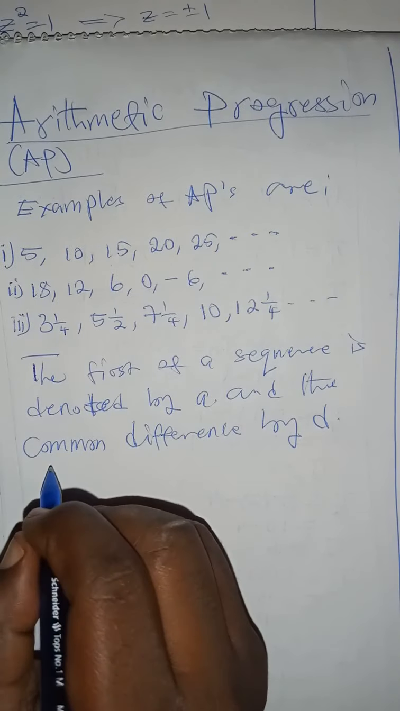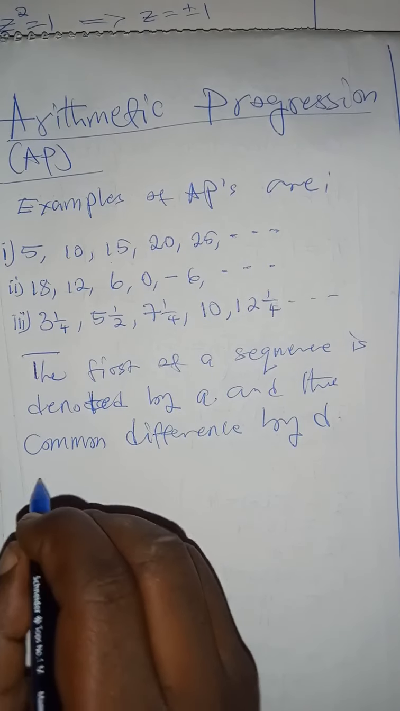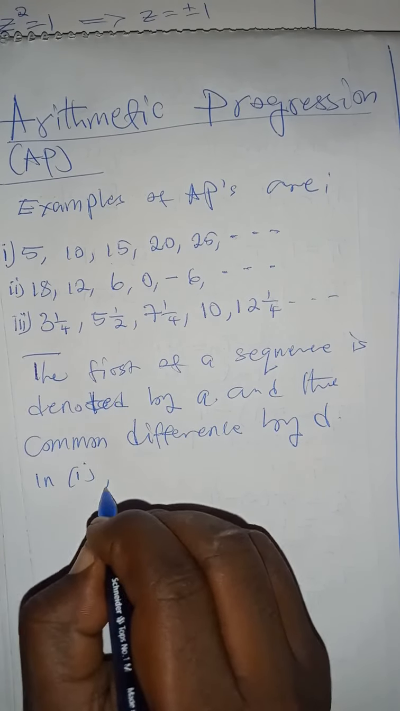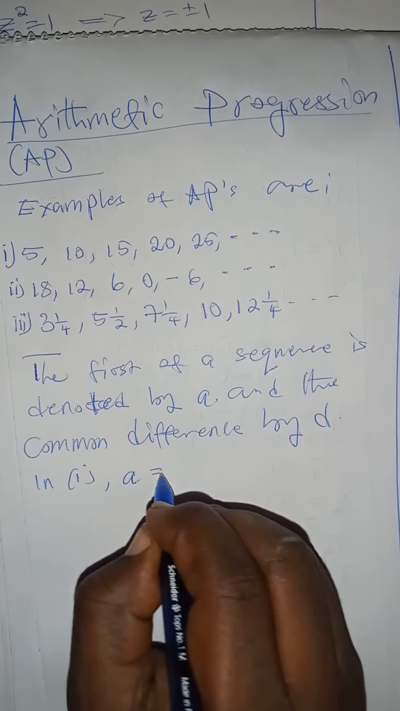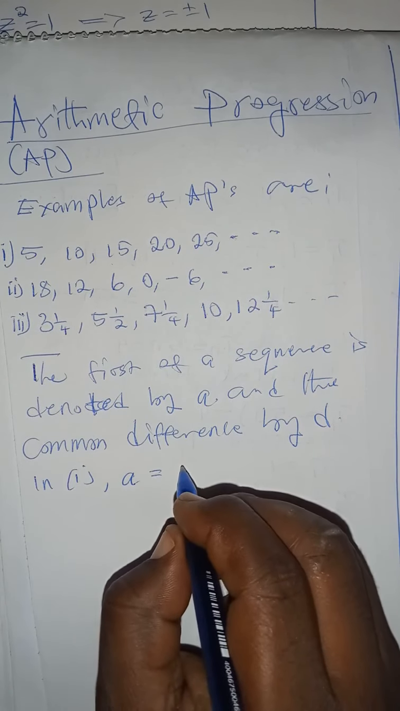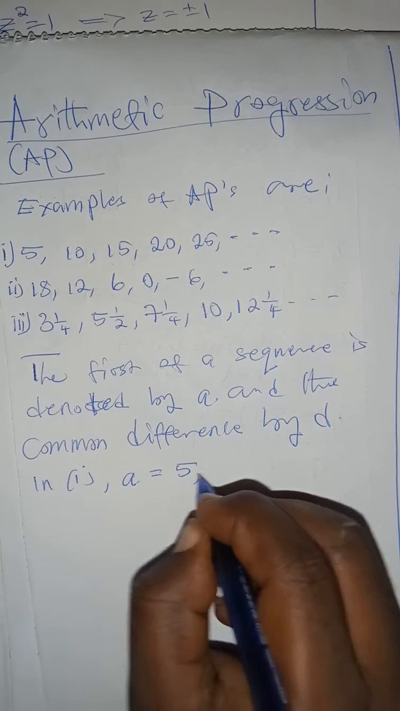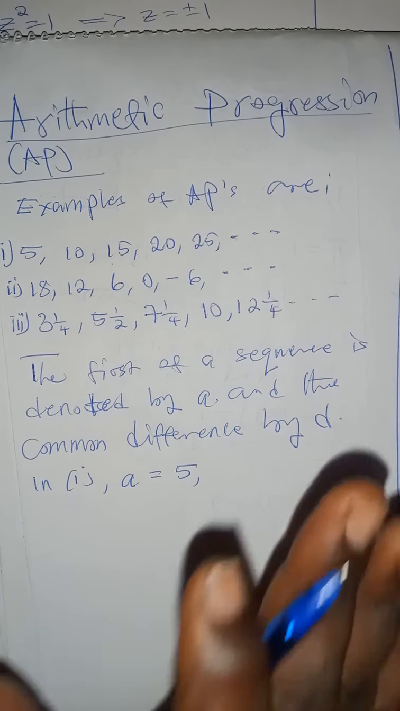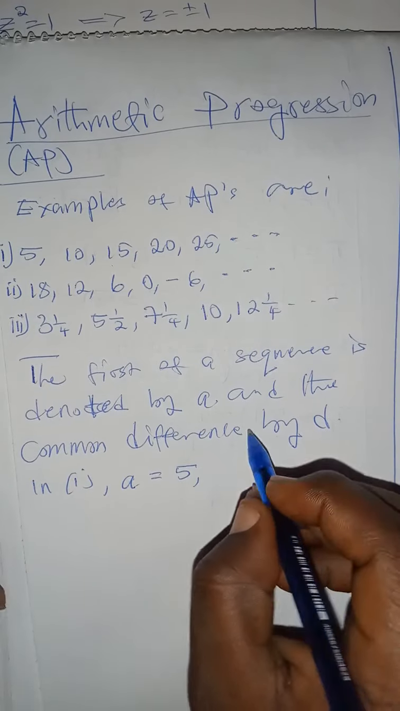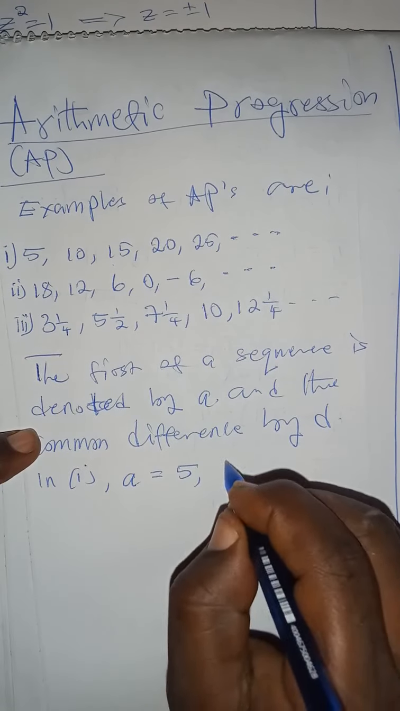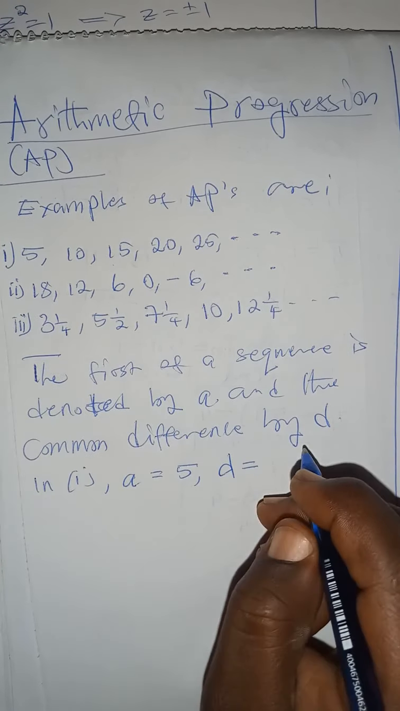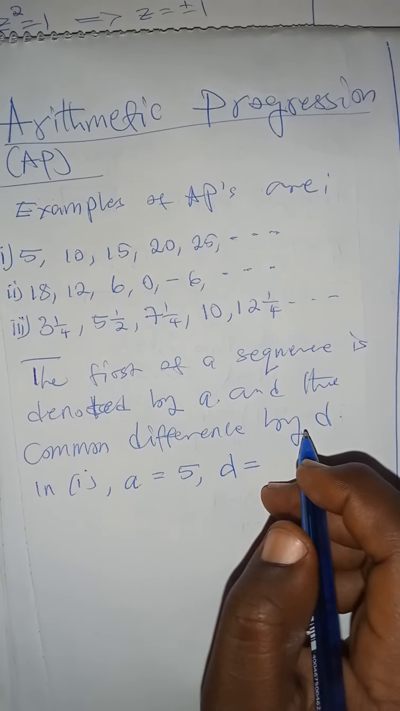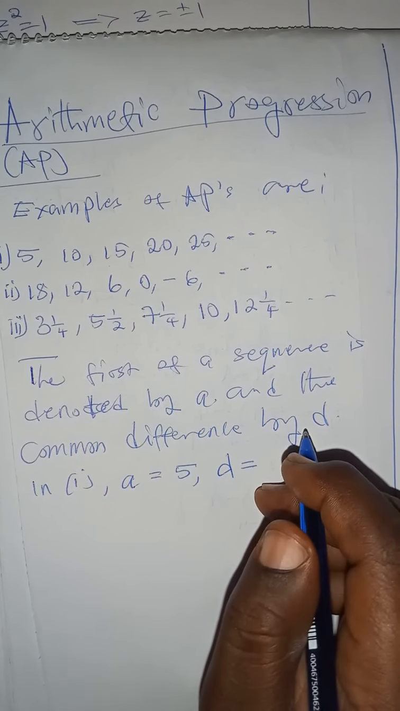So now, in the first one, Roman figure 1 above, my first term A is equal to 5. Common difference is calculated this way. Take the order, don't forget. D is equal to a term minus its preceding term. What is the meaning of preceding term? A term before another term is called its preceding term.